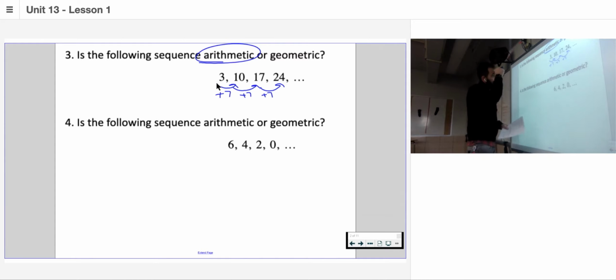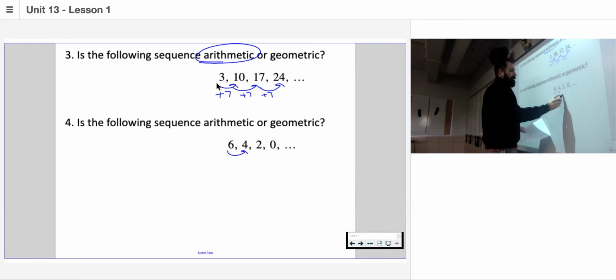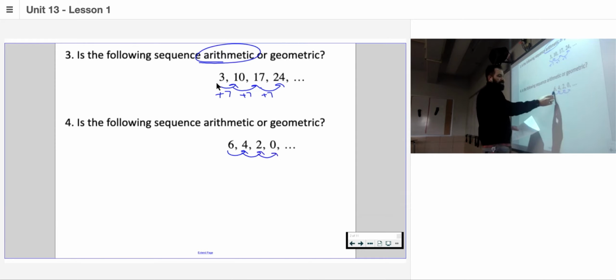Geometric, dividing and multiplying. Number 4, is it arithmetic or geometric? Well, 6 to 4 to 2 to 0. Okay, well, 6 divided by what is 4? Well, it's a decimal, so it's a little hard, so let's leave that one for later. Multiplying, well, 6 times what is 4? Fraction, let's keep making it easier. 6 plus, no. 6 minus 2 is 4.